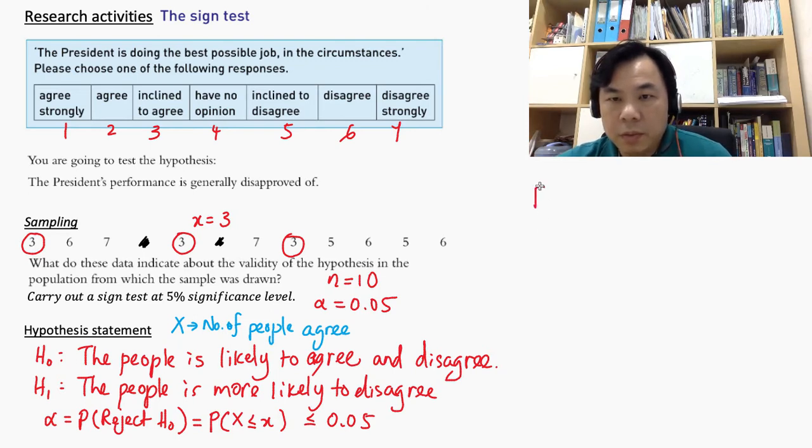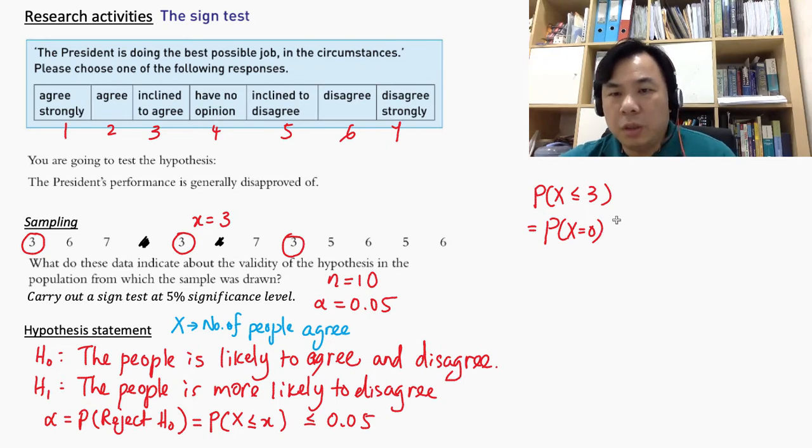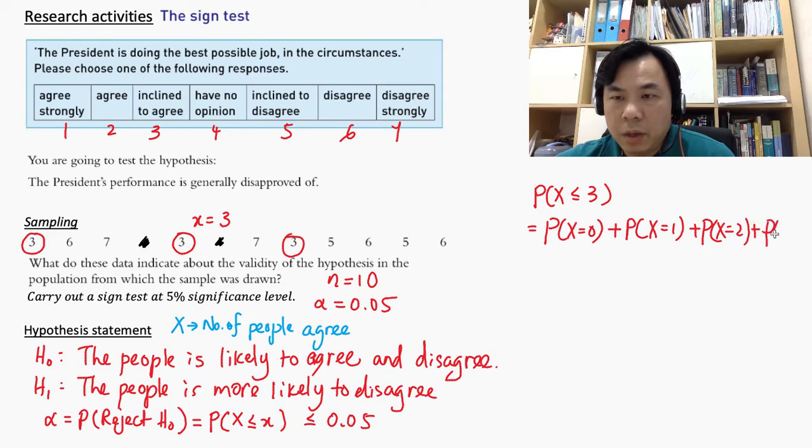Let's try it out. So probability x less than or equal to 3, for instance. Let's give it a try from here. Now, probability x less than or equal to 3 is basically probability x equal to 0, because this x represents the number of people, so it should be a discrete distribution here. P(x equal to 1), P(x equal to 2), and then finally you have P(x equal to 3), right?